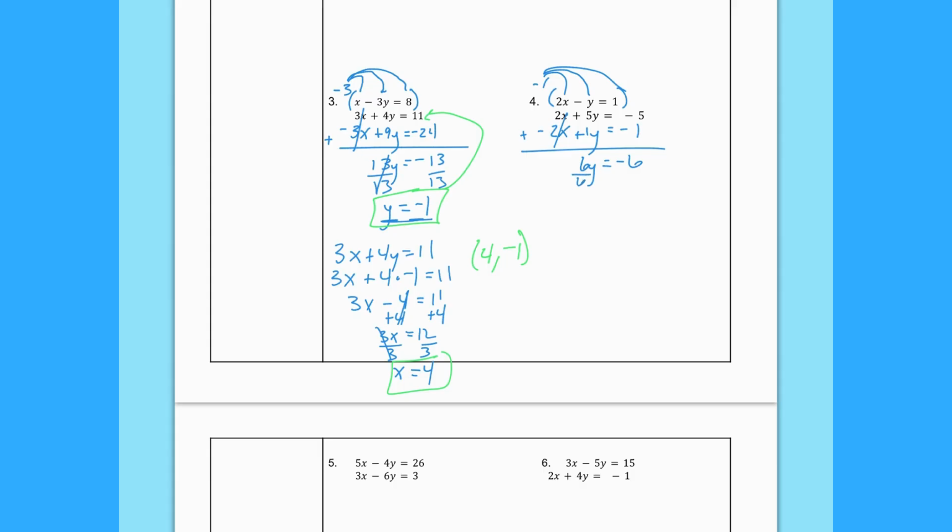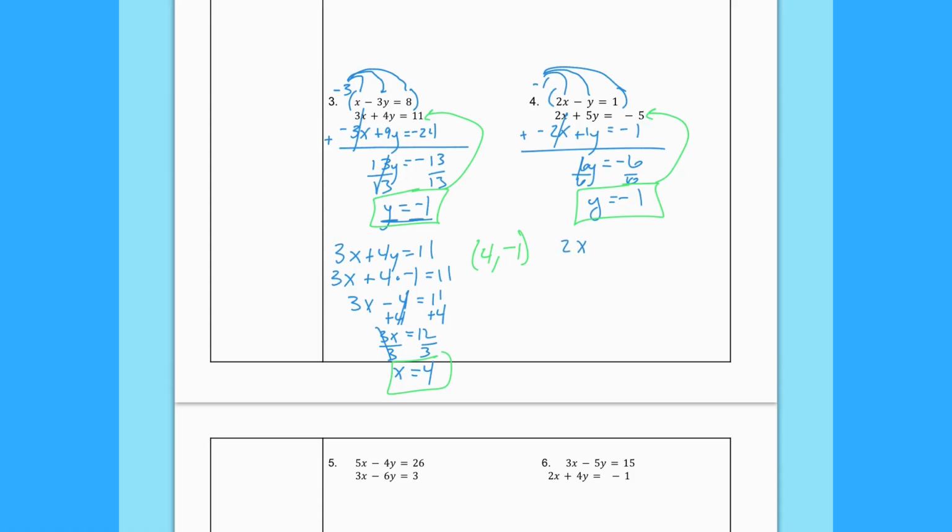We divide both sides by 6. And we find out that y is negative 1, which just happens to be the same as last time. That will not always happen. And then we take that answer and plug it back into either of the problems. I'm going to plug it into that bottom one there.